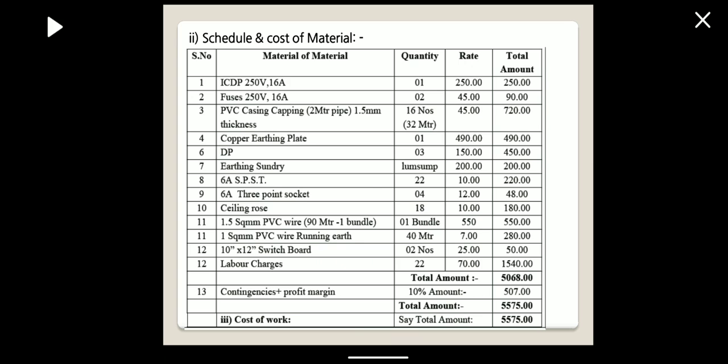So 70 per head, 1540 is the labor charges. So the total amount is 5068, and 10% contingency and profit margin, so 507 is added. The total amount is 5575. It is the cost of work.